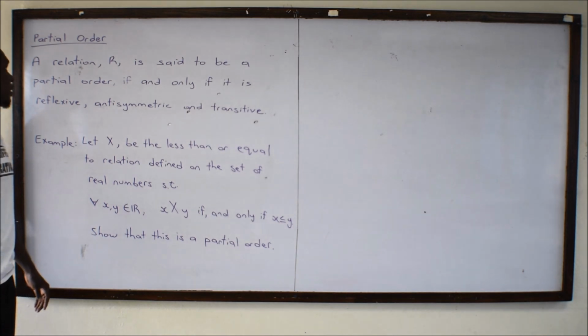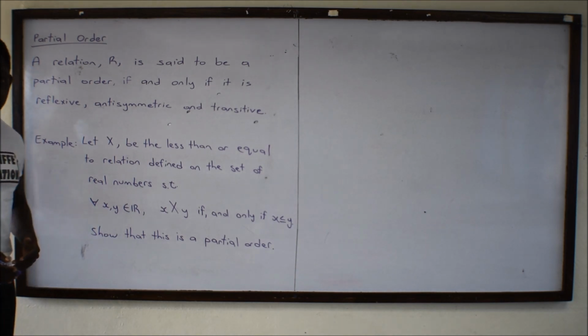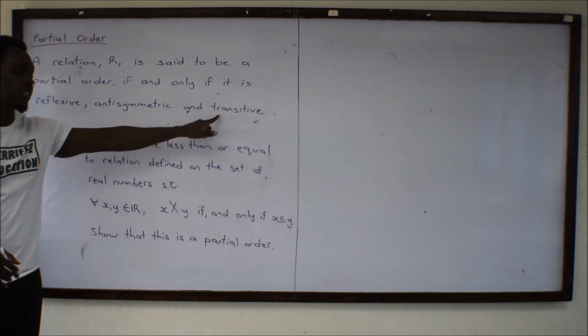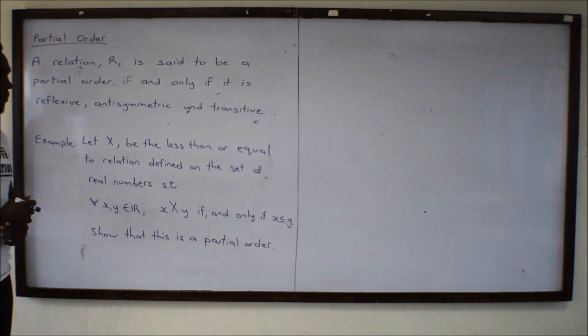Turn our attention to partial orders. A relation R is said to be a partial order if and only if it is reflexive, antisymmetric, and transitive. Let's look at an example.